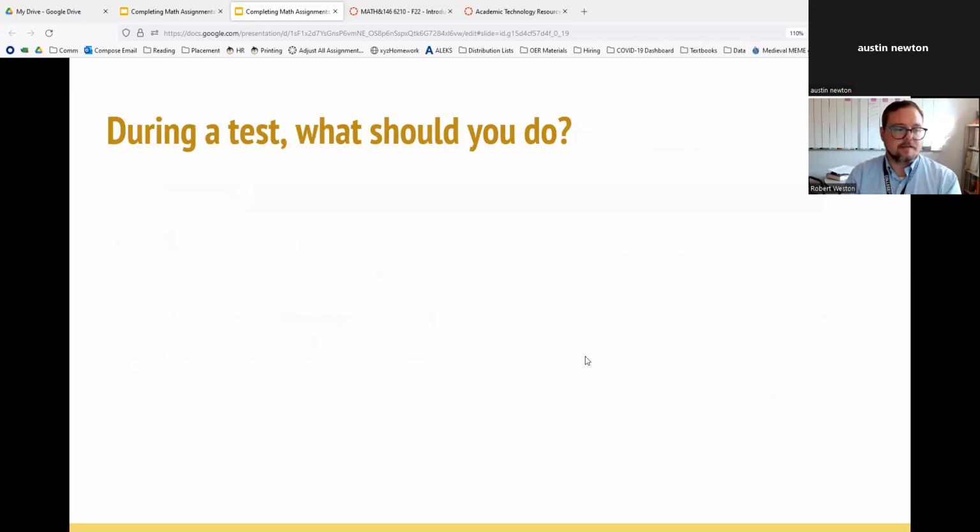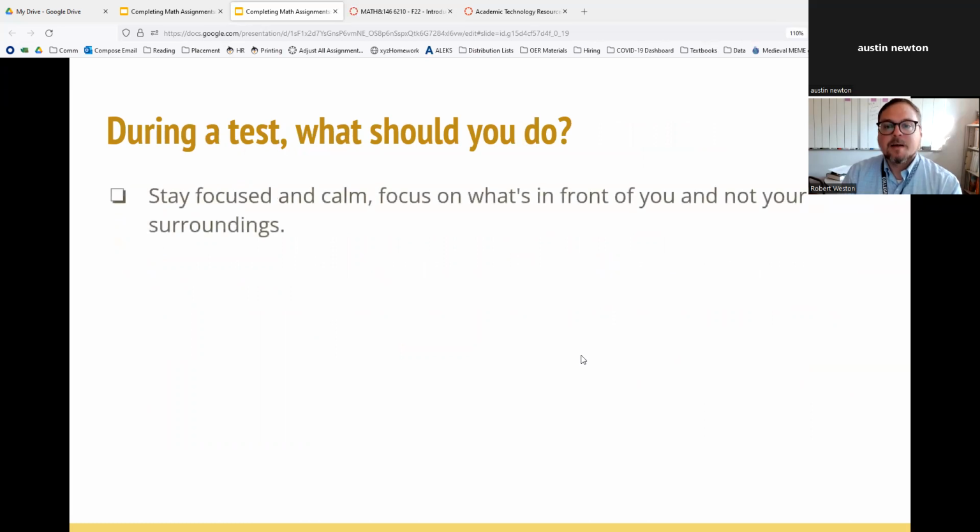So during the test, right, what should you do? First off, stay focused and calm. I know many students get in the spiral of, well, if I don't do well in this test, I'll fail this class and I'll end up in a van down by the river or something, and they spiral out of control. You can only control the thing in front of you, right? You can only control yourself. You can only do the thing in front of you, and it's that test, that assessment, whatever it is. Do it to the best of your ability.